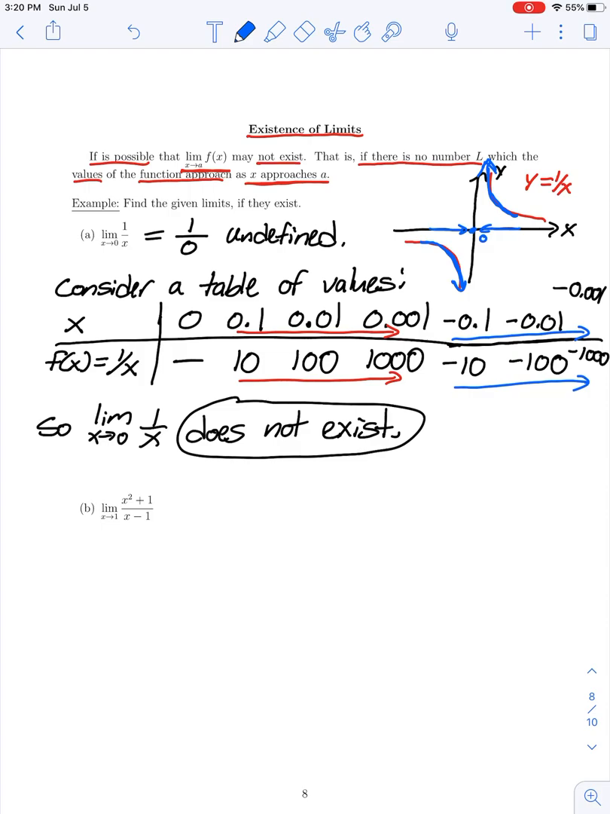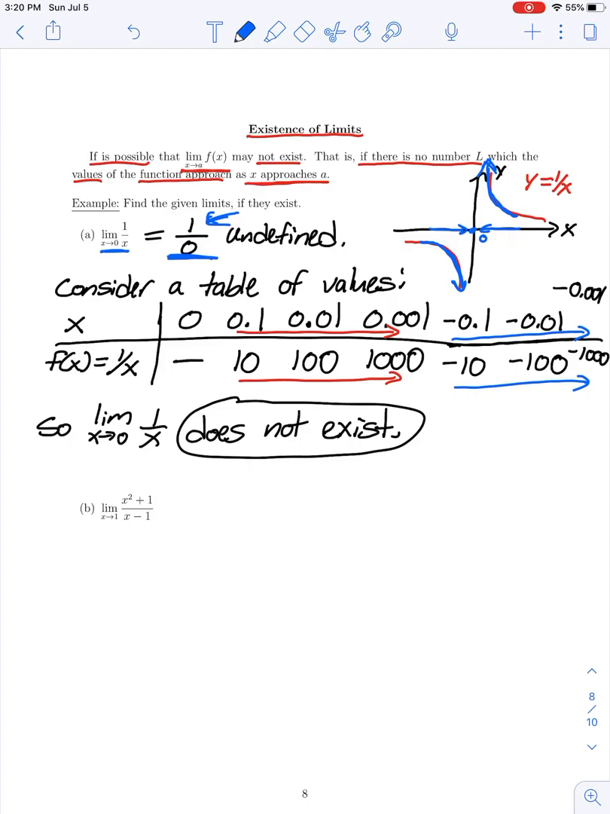So you'll typically see limits which do not exist if, when you evaluate the function at the indicated number, you have division by 0. That is, if you have some non-zero number, in this case 1, divided by 0, we'll see these functions which do not have limiting values.